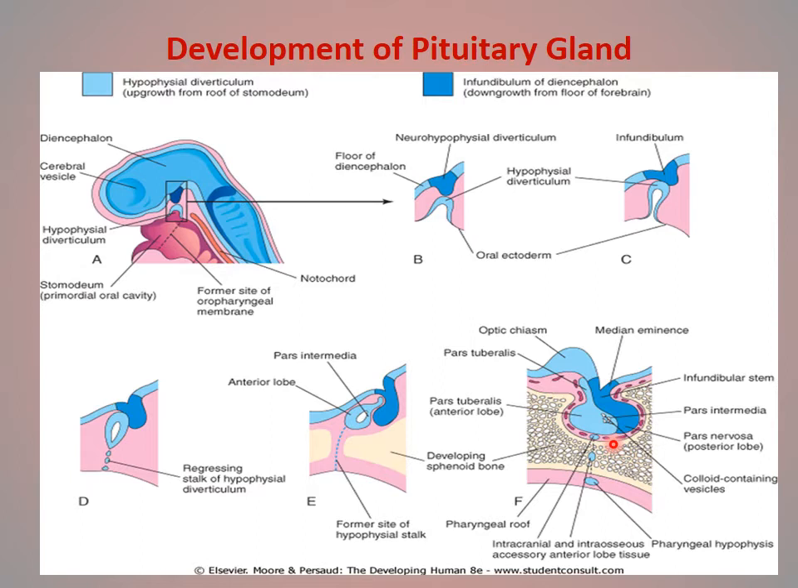Histologically also, the two sources of the pituitary gland can be identified, as they have different varieties of cells, and they are stained differently. The pituitary gland is a major endocrine gland, and it also controls the main hormones of the body. So it develops from the amalgam of the two sources, the hypophyseal diverticulum and the neurohypophyseal diverticulum.